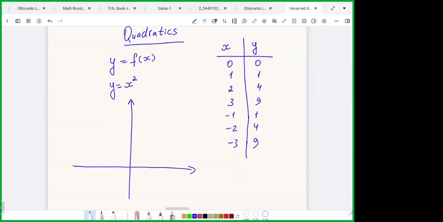So let's join them. This is called the input, this is called the output, or this is called the argument, this is called the function. So when 0, 0. When 1, it is 1. When minus 1, it is 1. When 2, it is 4. When minus 2, it is as well 4, etc. When 3, it is 9. When minus 3, it is 9. Now you can join it, and this will be your graph.